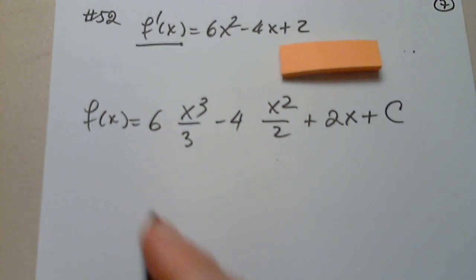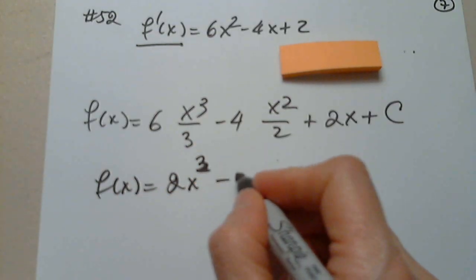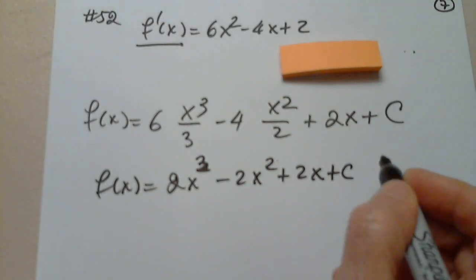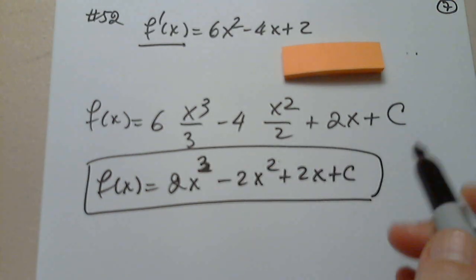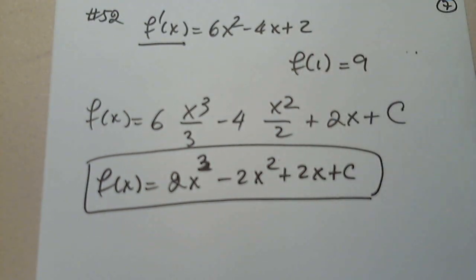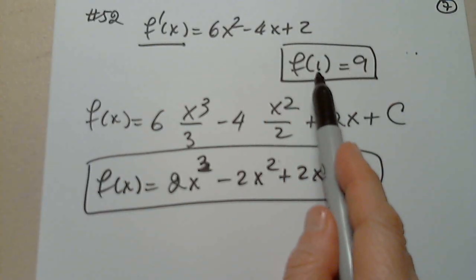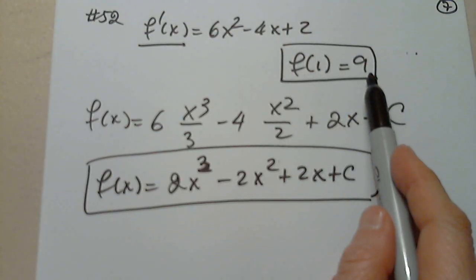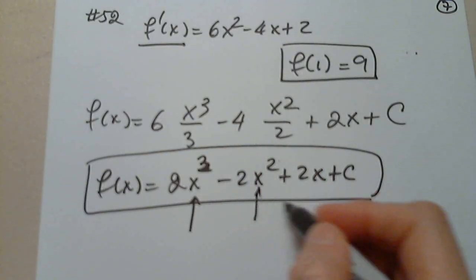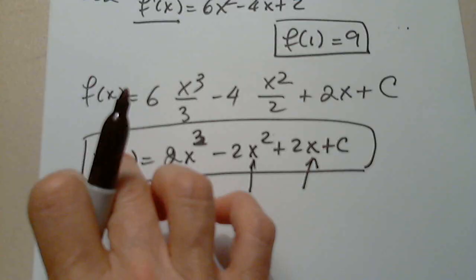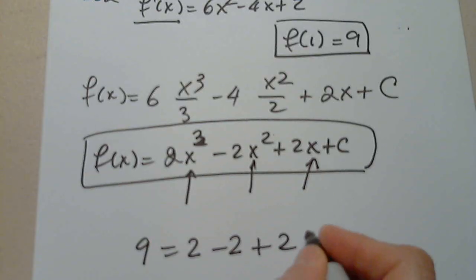Yes, I will clean it up a little bit. 2x cubed minus 2x squared plus 2x plus c. I'm happy because I have the function. Now let's see what they want with this little thing here. They're telling us, in other words, that when x is 1, the function value is 9. Meaning, when I replace x by 1 everywhere, f of 1 is 9. So then 9 equals 2 minus 2 plus 2 plus c.